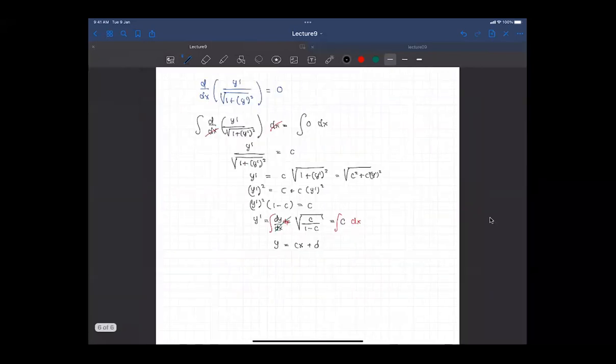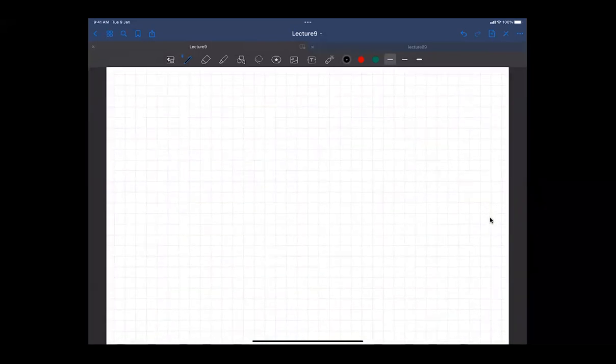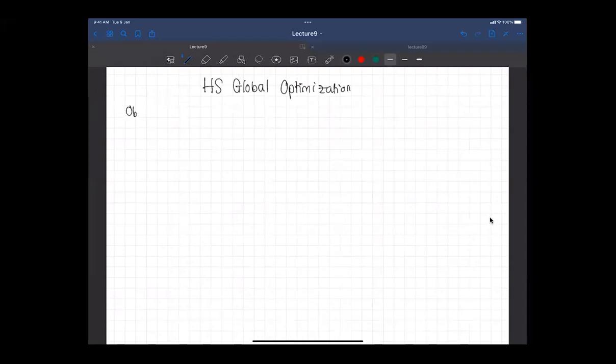Okay, so if there's no questions, let's look at the Horn and Schunck global optimization. So again, the objective function is J(u, v).